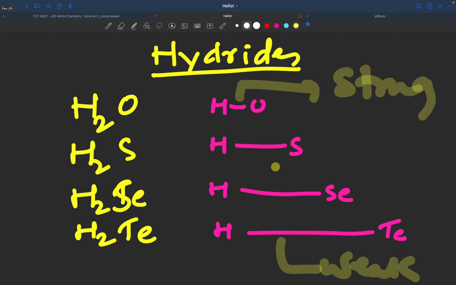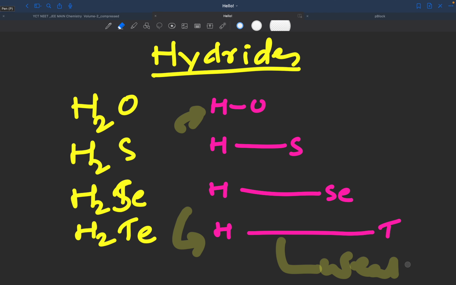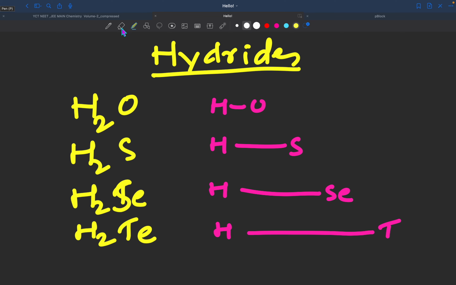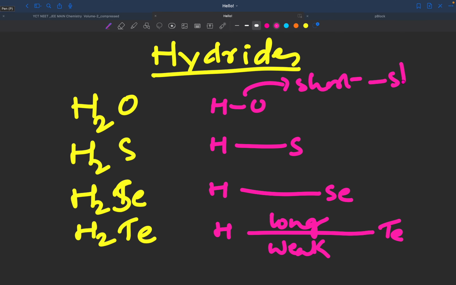Can you tell which bond can be easily broken down? Is this one or is this one? H2Te. H2Te bond can be broken down easily because of this longer bond. This bond is a very long bond. Long bonds are weak bonds. This bond is a short bond, and short bonds are very strong bonds. So you need more energy.